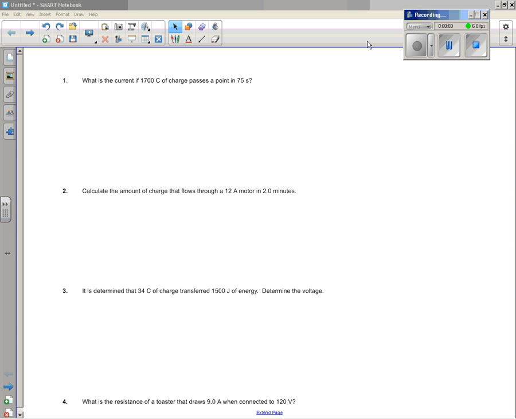Okay, let's real quick go through these electricity questions. I got my calculator out. I got my red pen. What is the current? 1,700 coulombs of charge passed through a point in 75 seconds.